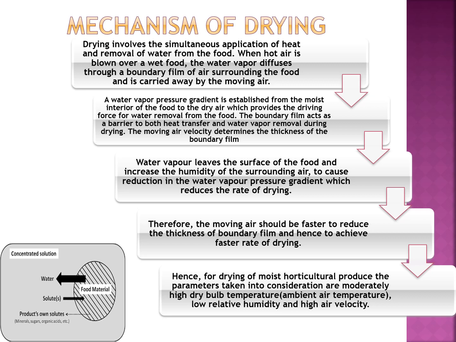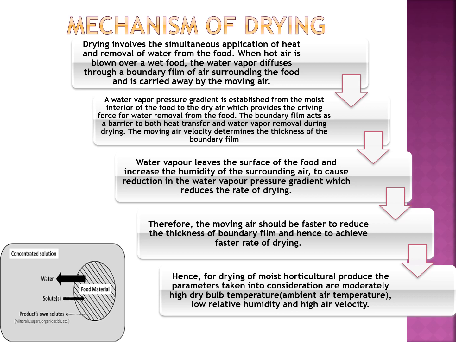In this way, a water vapor pressure gradient is established from the moist interior of the food to the dry air, which provides the driving force for the water removal from the food. The boundary film acts as a barrier to both the heat transfer and the water vapor removal during drying. Water vapor leaves the surface of the food and increases the humidity of the surroundings, which reduces the water vapor pressure gradient and thus reduces the rate of drying. Therefore, the moving air should be faster to reduce the thickness of the boundary film and hence achieve a faster rate of drying.